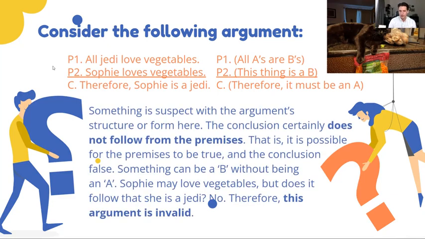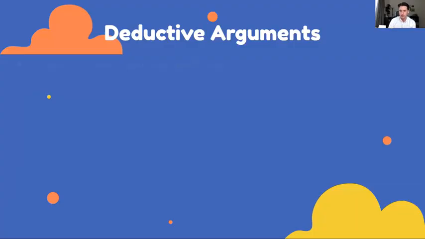No, it's invalid, right? Because as I pointed out in the earlier example, any argument that has this form or structure is defective. It's invalid. It doesn't guarantee that if the premises are true, the conclusion will also be true. Because this thing is a B, it doesn't mean that it's an A, right? So if it's the case that the conclusion does not follow necessarily from the premises, it cannot be valid, right? So we prefer valid arguments in philosophy and in everyday life for hopefully obvious reasons.